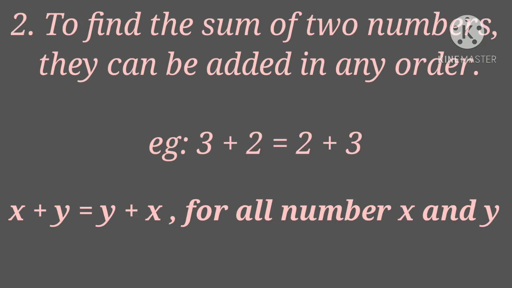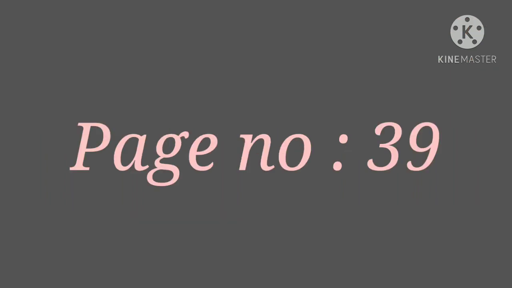Example 2. To find the sum of two numbers, they can be added in any order. Example, 3 plus 2 is equal to 2 plus 3. This we can write in algebraic expression as x plus y equal to y plus x for all numbers x and y. Now let's do some questions on page number 39.